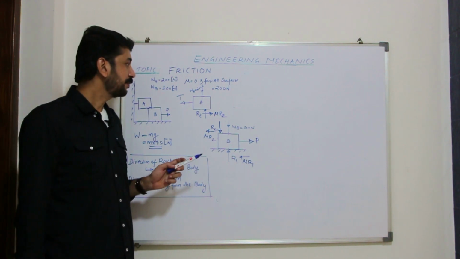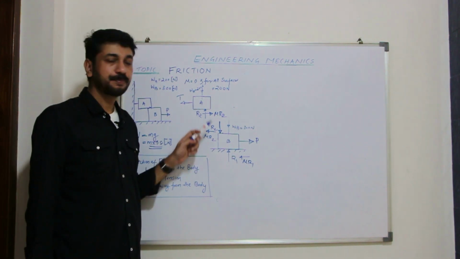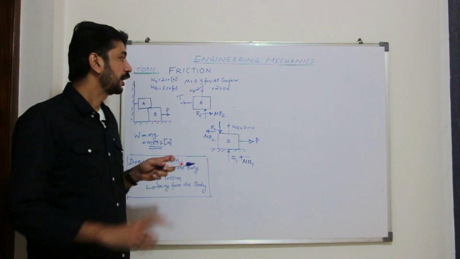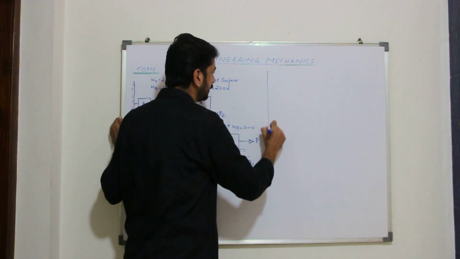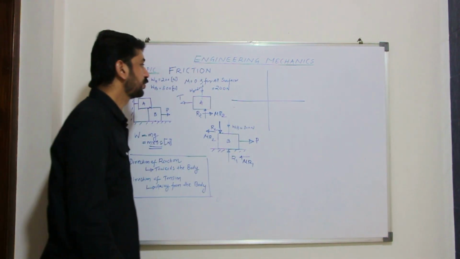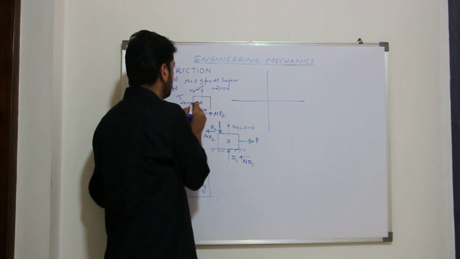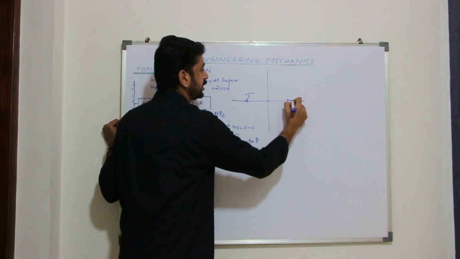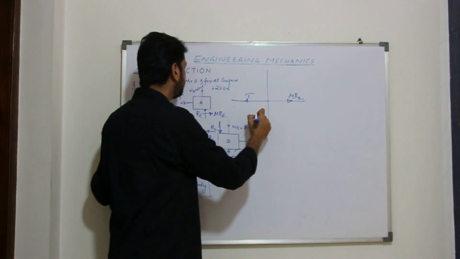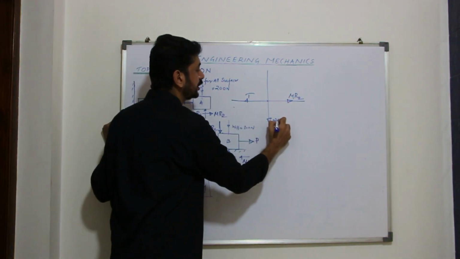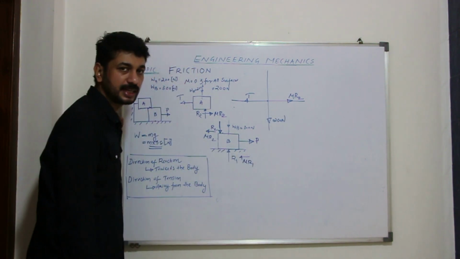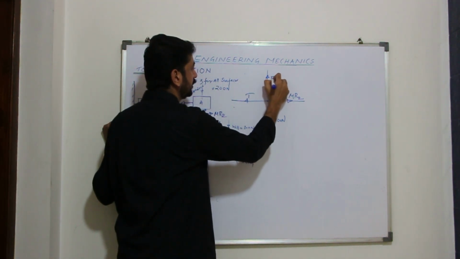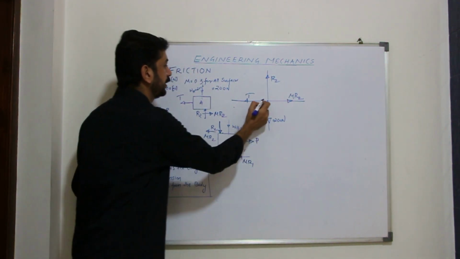For this, let's start the problem from block A. Since block A has two unknowns, T and R2, to draw the X and Y axis, the tail of the force should be kept on the origin. Here mu R2 is acting. Weight should be given in the downward direction, and the tail of the force R2 should be kept on the origin.